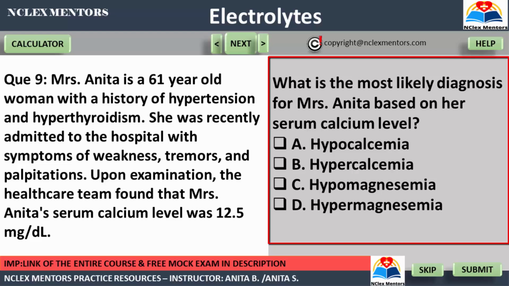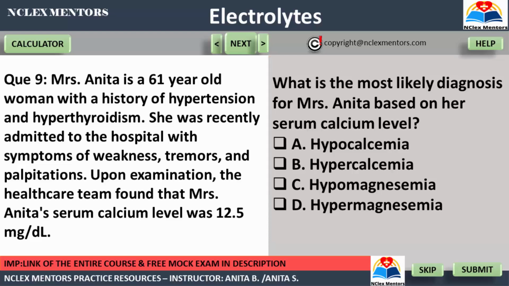The options given to you for this question on the screen are Option A, hypocalcemia. Option B, hypercalcemia. Option C, hypomagnesemia. Option D, hypermagnesemia. Take your time to go through the question and each of these options. The timer starts on top right corner of the screen, but if you need more time, you can pause the screen as well.